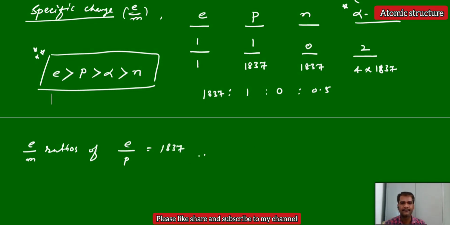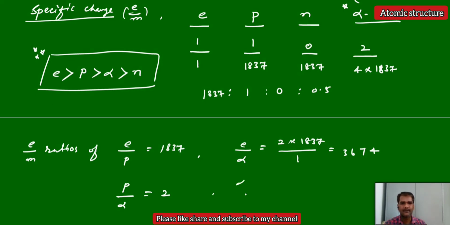1837. Or else if you take electron to alpha particle, how much will you get? 2 into 1837 by 1 times. You multiply this, and you get 3674 times. And if you take proton to alpha particle, a proton is 1 and the ratio is 0.5, which means you will get 2. Proton by alpha particle is 2.